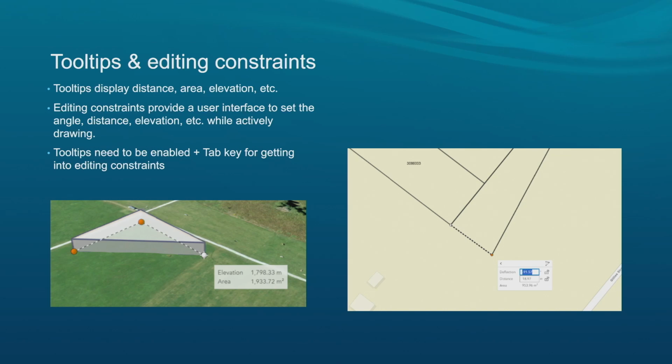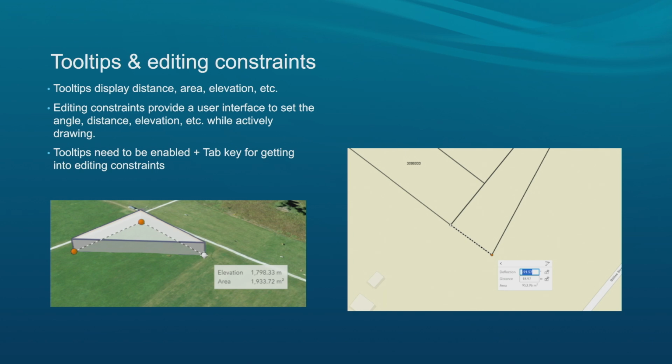So tooltips and editing constraints, this is pretty new. When you're actually drawing, we show a tooltip with general information about what you're drawing, based on the context of where you're drawing. For example, in a scene view, if I'm drawing, I'll see things like elevation. That doesn't necessarily apply in the 2D sense, but it's just an example of the things you might see differently between 2D and 3D.